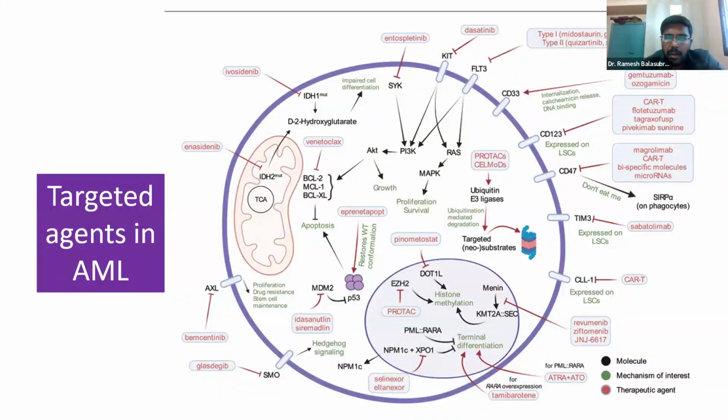So this is an overall flow chart for the targeted agents used in AML. We've almost discussed all; I'll be concentrating on a few. First, KIT inhibition. You can use dasatinib, especially in patients with 8;21 translocated AML, as a few patients have KIT mutations. And a CD123 inhibitor, tagraxofusp, and the CD47 inhibitor magrolimab. It's a do not eat me signal, so that can be inhibited by magrolimab, or the TIM3 inhibitor sabatolimab. There are also upcoming CAR-T for AMLs, and the rest we have discussed. Selinexor, an exportin 1 inhibitor, can also be used.